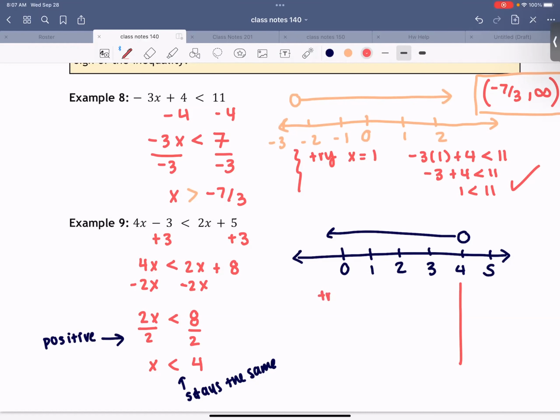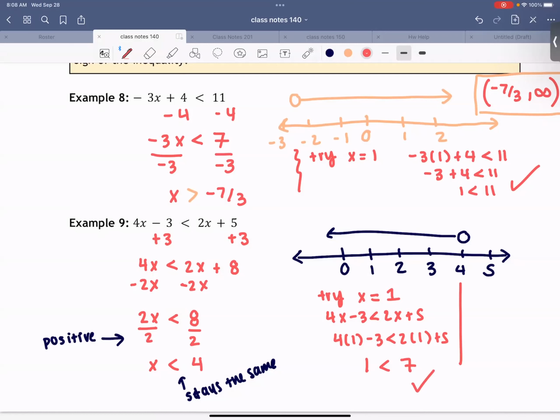So we could try x equals, give me an x value less than 4. 1, good. I can take my original inequality, 4x minus 3 less than 2x plus 5, and plug in 1: 4 times 1 minus 3 less than 2 times 1 plus 5. Okay, 4 minus 3 is 1. 2 times 1 is 2, plus 5 is 7. 1 is less than 7, so that's why there's an error there.